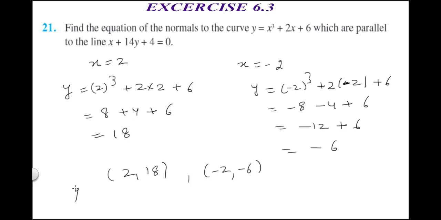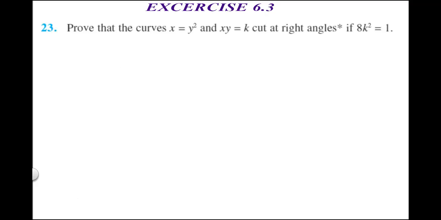So just to see, y minus y1, which is 18, equals the slope, which is minus 1 by 14, into x minus x1, which is 2 here. You can just solve it, simplify it and write the equation of the normal. Similarly, you can do it with this point. Clear? This I think you can complete.